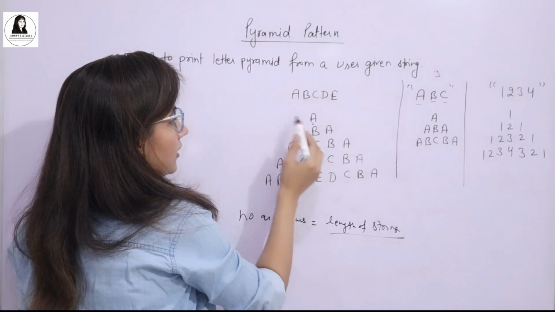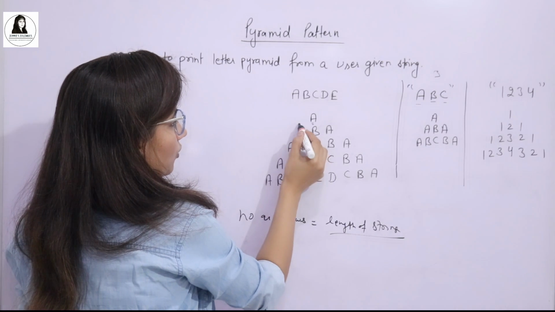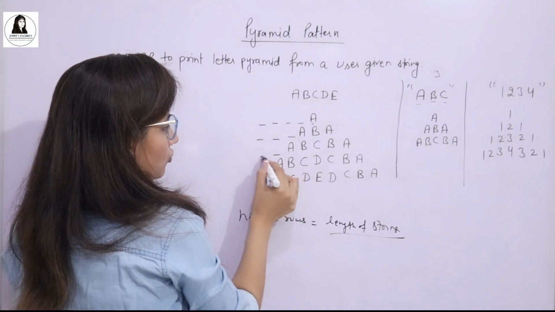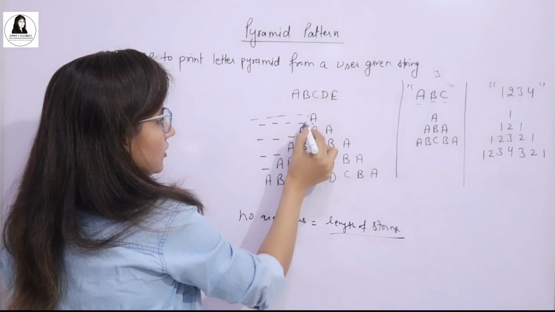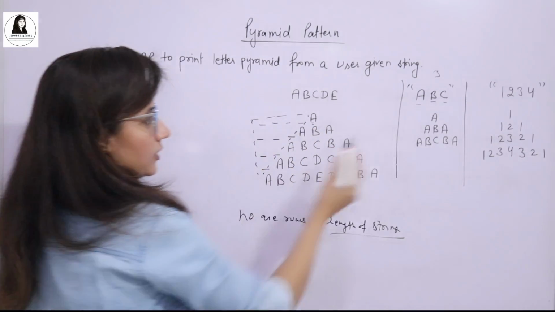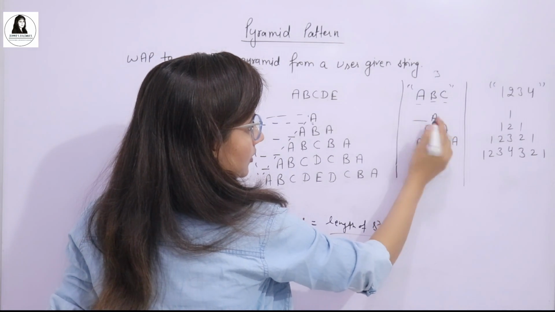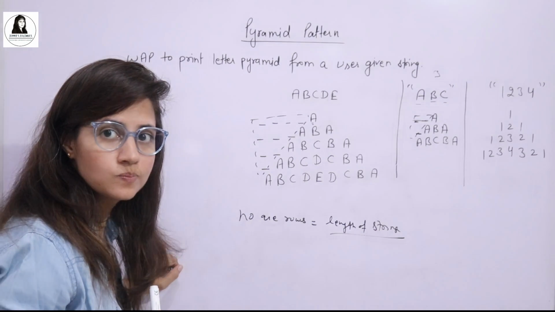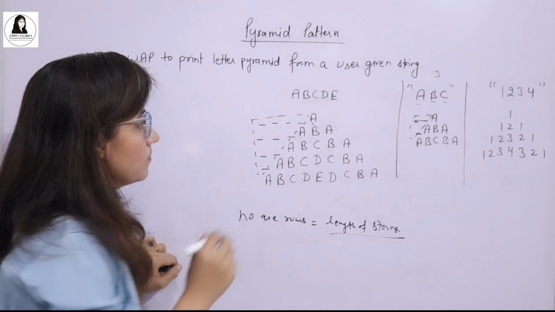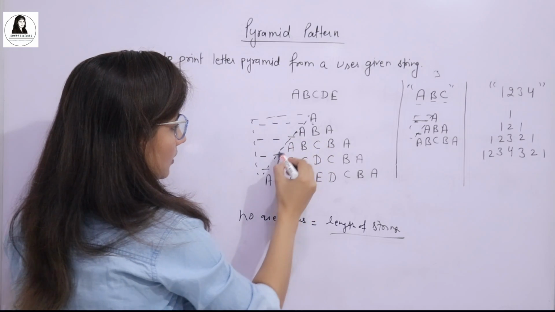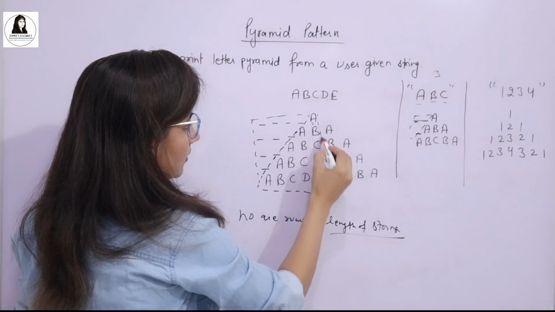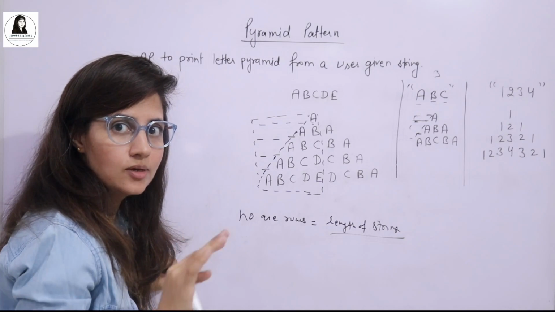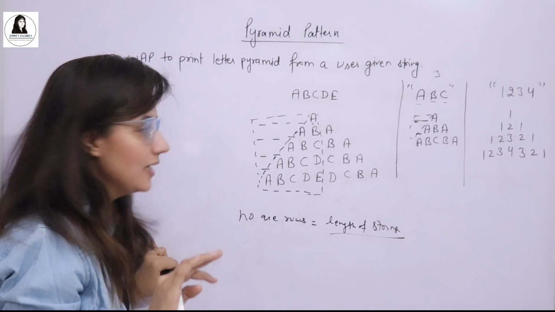Then, before the actual printing, there are some spaces. Here we have 1, 2, 3, 4 spaces. Here we have 1, 2, 3. Here we have 1, 2. Here we have 1 space. So this triangle of spaces you have to print first. Here it is the same: we have 2 spaces and then 1. So this space triangle you have to print first, then this triangle, and then this one. So there are three or four things you have to do here.